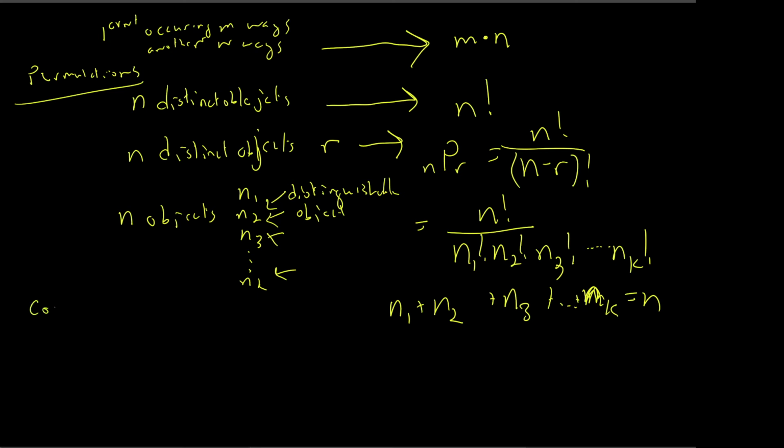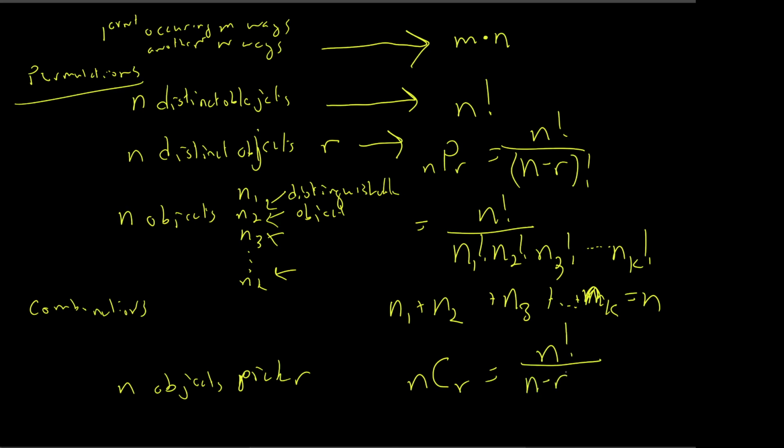But if order doesn't matter, and I have n objects, and I pick r of them with no order, that's n combinations r, that's n factorial over n minus r factorial. Right now that's the same as the permutations, but then I'm going to divide out all the ways the ones I picked could repeat. I get rid of the repetitions. I divide out the repetitions. And that's called combinations.